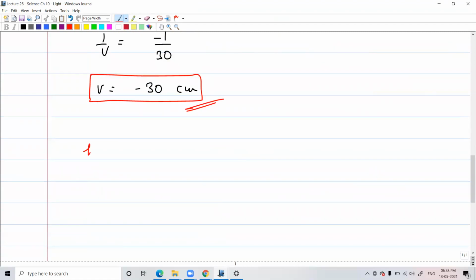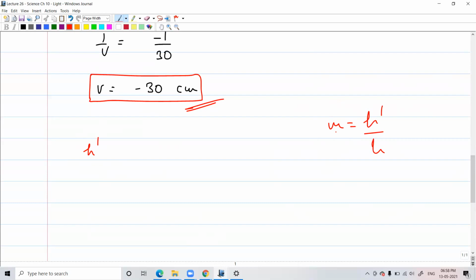Now, I want to find out H dash. Which formula should I use? Tell me. M is equal to H dash by H. Yes, M is equal to H dash by H. But we only know H over here. Do you know magnification? You don't. So what's the workaround? You find the magnification, but there is another formula for magnification. What is that formula? Minus V by U. Yes.